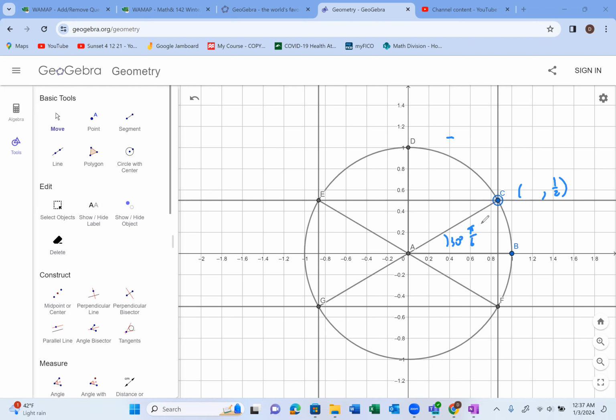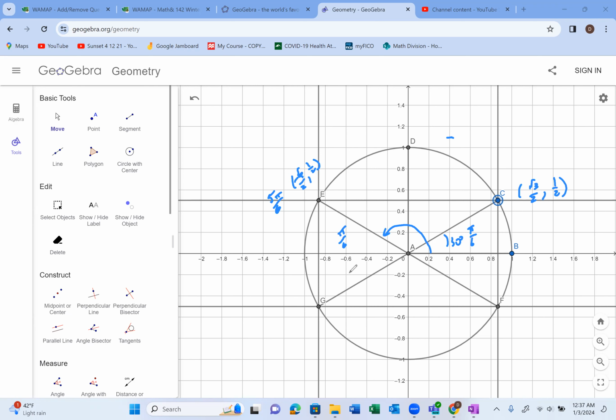Our other angle that we had when we went all the way around, when I had a pi over 6 reference angle, this angle was 5 pi over 6. And the y-coordinate here is also a half. The x-coordinate would be minus √3 over 2. The x-coordinate is positive √3 over 2 in that case.